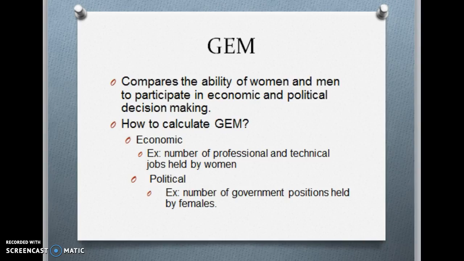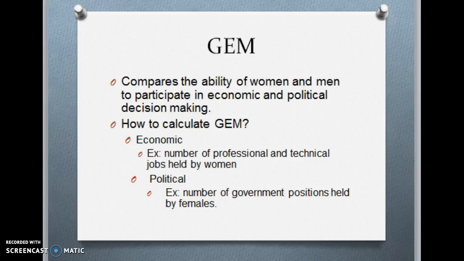All right, and then finally today I wanted to go ahead and introduce the last measurement that's featured in key issue number 3, which is the GEM. The GEM compares the ability of women and men to participate in economic and political decision making. How do we calculate the GEM? On the screen, we look at two main factors: economic, so the number of professional and technical jobs held by women, and that also includes managing people. In many cases we see women in the workplace, but they're not necessarily responsible for the decisions that are being made. And then political, the number of government positions held by females.